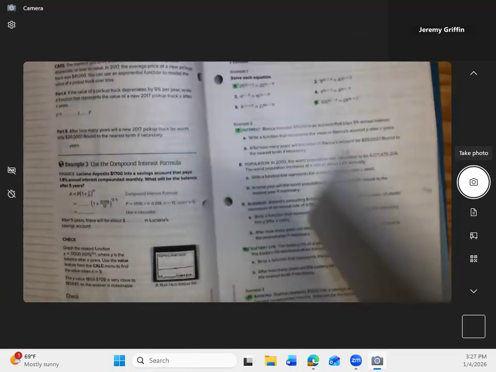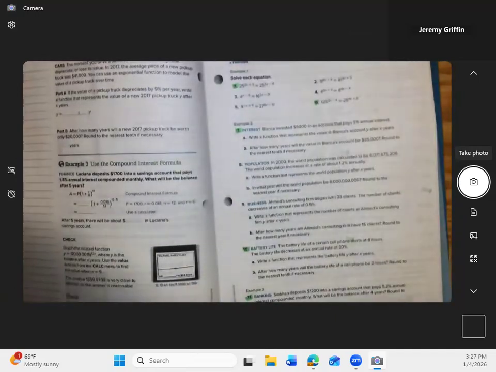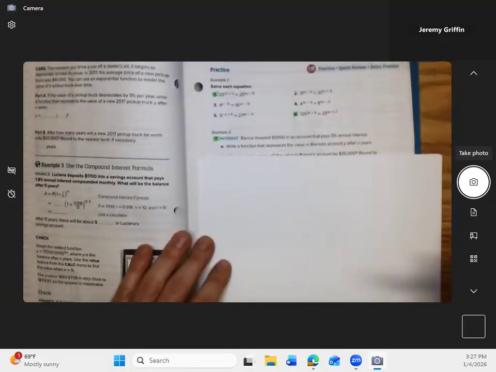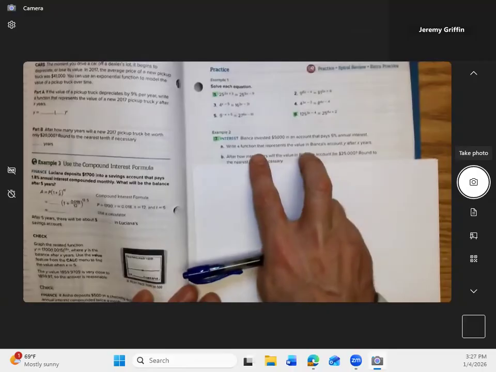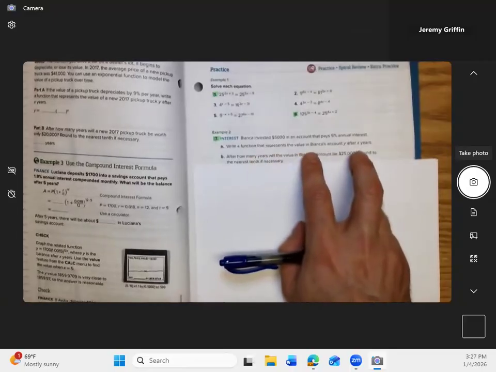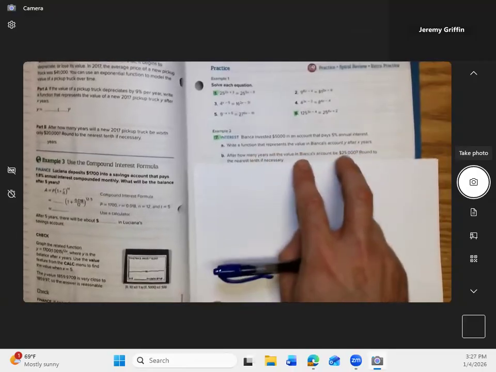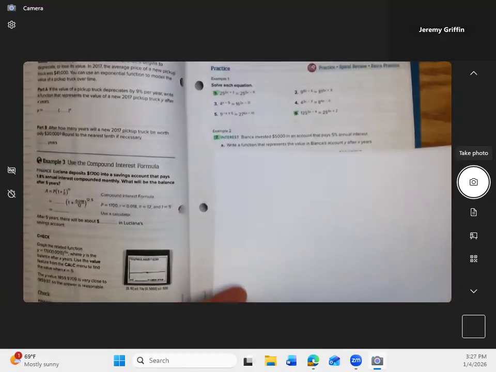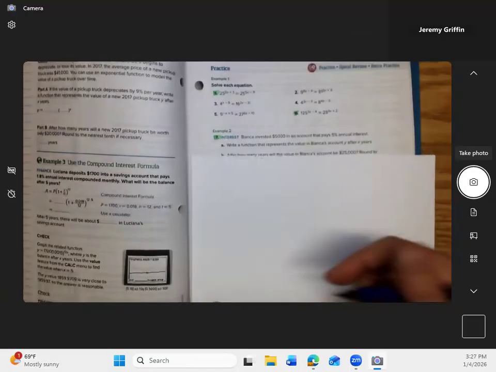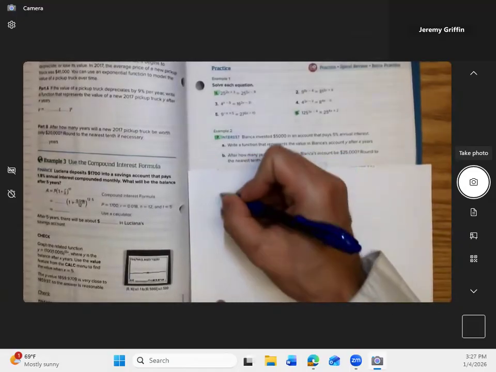Right, next, number 7, interest. Bianca invests $5,000 into an account that pays 5% annual interest. Write a function that represents the amount in your account after X years. How many years will it take to get to $25,000? Round to the nearest tenth if necessary. Okay. All right, so number 7.